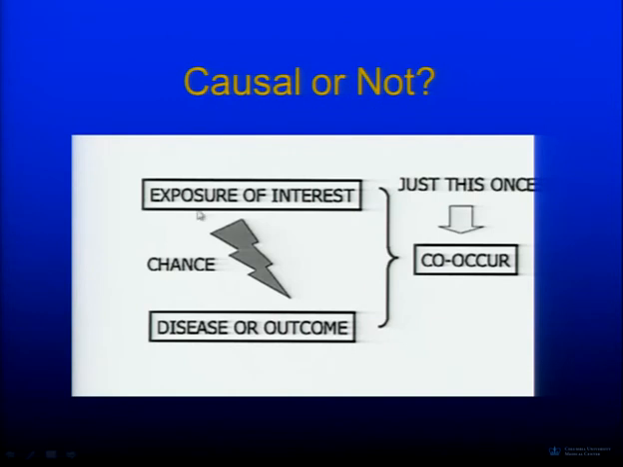So, is it possible that we have this exposure of interest, and just by chance, in this one study, it led to the disease or outcome? What kind of an error would that be in terms of statistics? It was on your exam. Most of you got it right. Type 1 error, okay? And we allow for this to occur about 5% of the time. We're willing to take that chance.